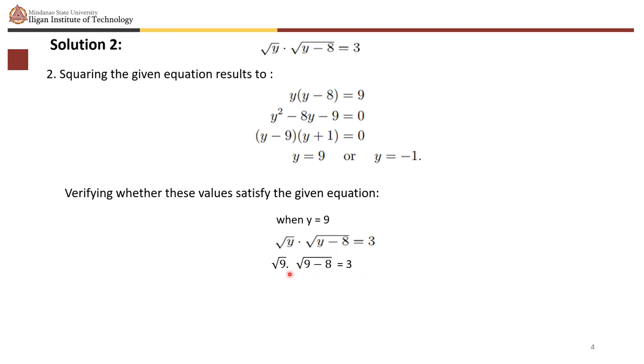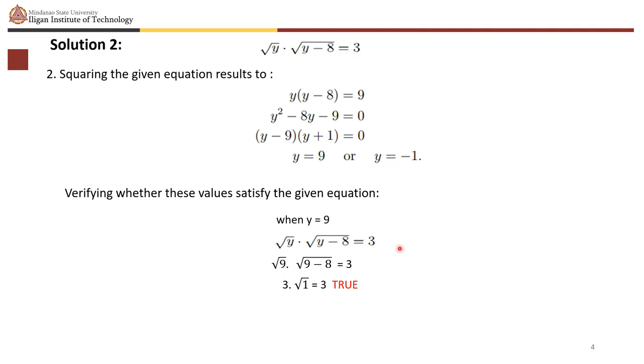But what is square root of 9? That's equal to 3. And square root of 9 minus 8 is square root of 1. So that should give us the following, which is 3 times square root of 1. And that is indeed true. So meaning to say, when y is equal to 9, it will satisfy the original equation.